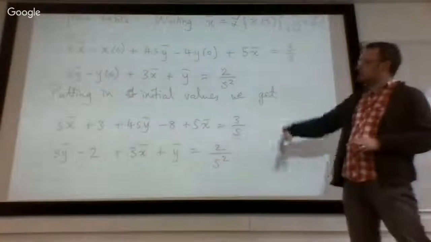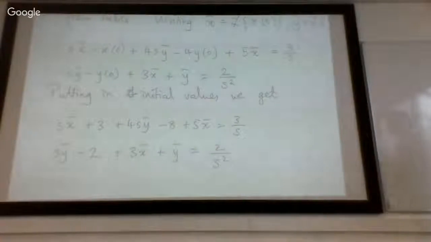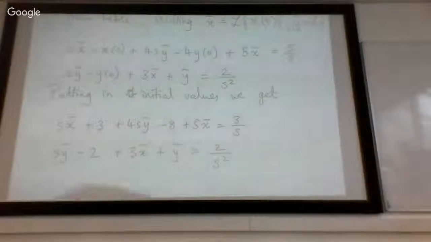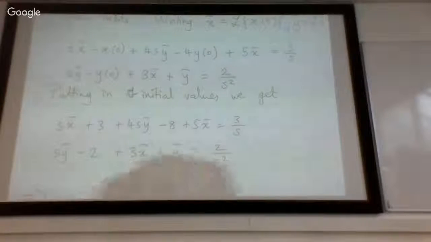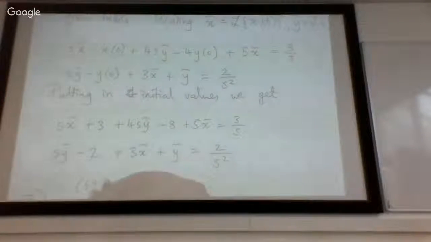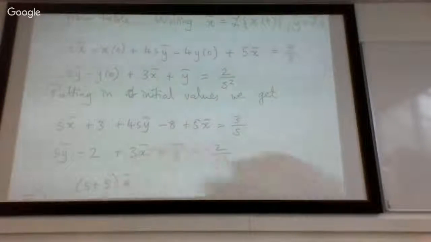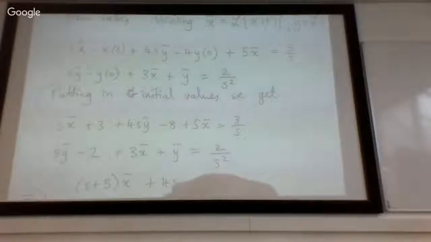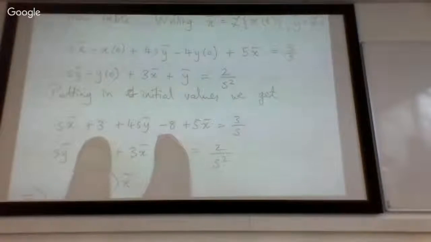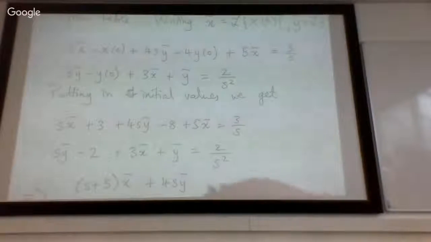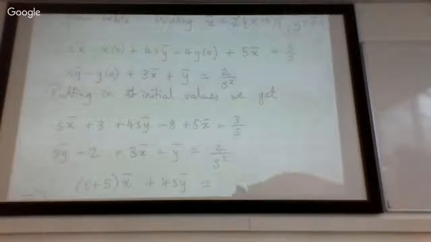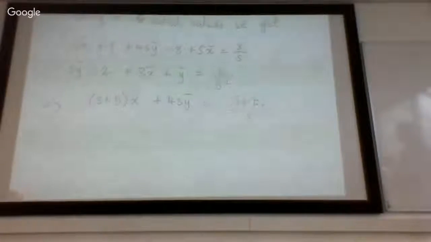Let's just keep the x bar and the y bar on the left-hand side and send everything over to the other side. So on the left-hand side, multiplying x bar, you've got s plus 5. Multiplying y bar, you've got 4s. And then there's a constant of minus 5 on the left-hand side. So you put that over the other side, it'll become a plus 5. And let's just keep things tidy. Let's put it over the denominator s, so it becomes a 5s over s. And then we can write that as a single fraction.